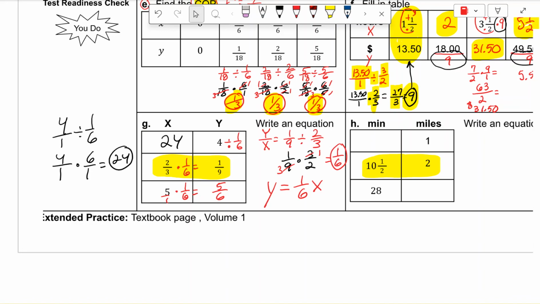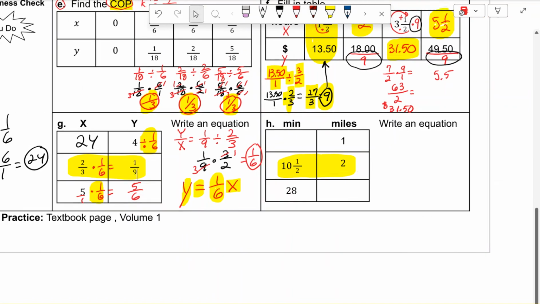Okay, on G, we came back, we found out that the COP or k value is 1/6. And then we wrote our equation, y is equal to k, which is 1/6 x. We used our k value, our COP, to find the missing boxes. So we took our x's and multiplied by the COP. And we took our y's and we divided by the COP, or k value. Now for H.